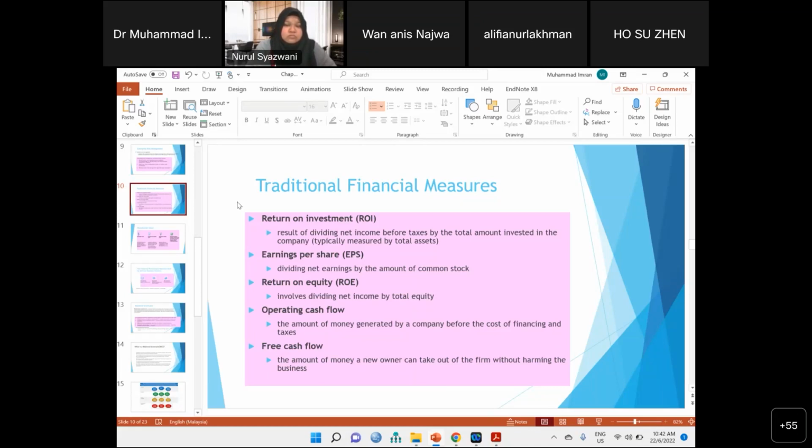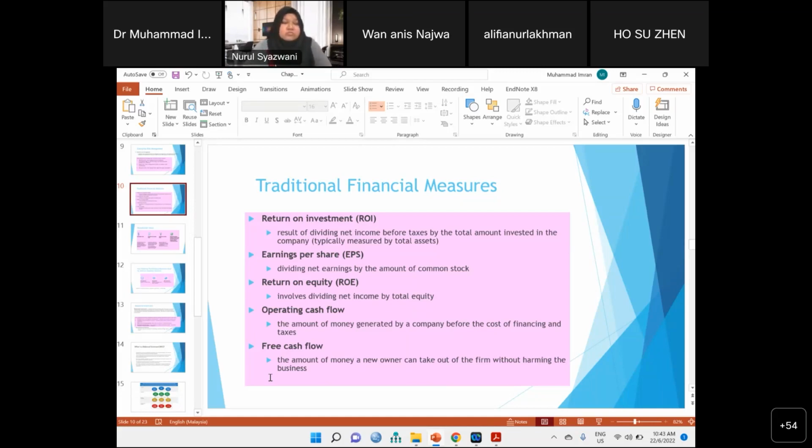Although using return on investment has several advantages, it has several distinct limitations as well. By the way, let's discuss earnings per share, EPS, which involves dividing net earnings by the amount of common stock. It also has several deficiencies as an evaluation of past and future performance. So operating cash flow is the amount of money generated by the company before the cost of financing and taxes. This is the broader measure of the company's funds: net income plus depreciation, amortization, interest expenses, and income tax expenses as well.